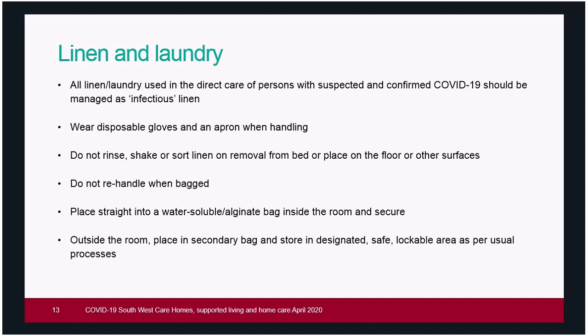All linen and laundry used in the direct care of people suspected or confirmed as having COVID-19 should be managed as infectious linen. Wear disposable gloves and an apron when you're handling. Do not rinse, shake or sort the linen on removal from the bed. Don't place it on the floor or on other surfaces. And once it's bagged, don't rehandle it. Place the laundry straight into a water-soluble, sometimes known as an alginate, bag inside the room and secure. And then once outside the room, place it in a secondary bag and store it in a designated safe, lockable area as per your usual processes.